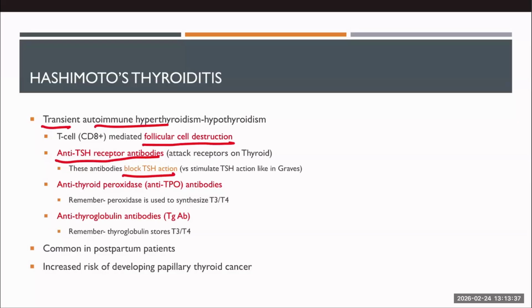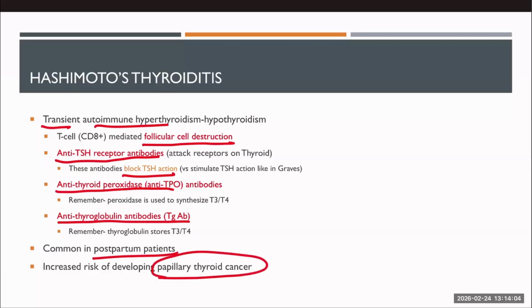We also have anti-thyroid peroxidase antibodies. So TPO, we needed to synthesize it. If we block it, we're not going to synthesize any T3, T4. Anti-thyroglobulin antibody, we're going to block the storage protein. Therefore, we're not going to have enough thyroid going around. This is common in postpartum patients. Also have an increased risk of papillary thyroid cancer with Hashimoto's thyroiditis.